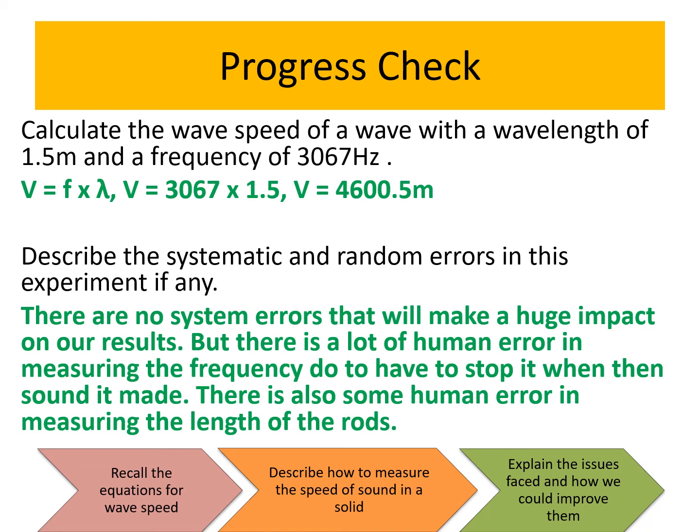Of course, though, as per usual, the vast majority of our errors are caused by human error, which is a form of random error. So we have my eyesight on the ruler to measure the length of it, and of course the issues with timing the hitting of the rod with pausing of the app to actually measure the frequency. So as per usual, human error is the vast majority of our errors.